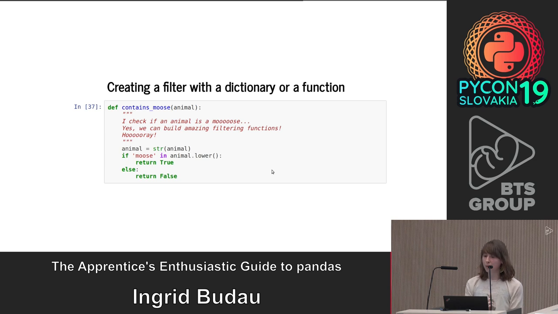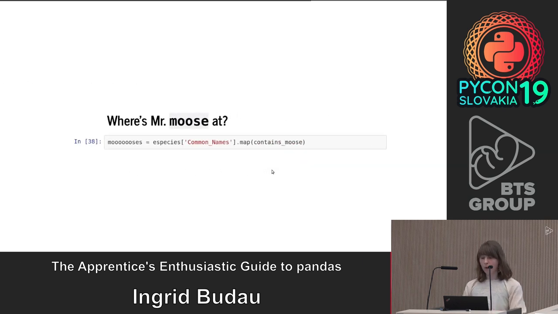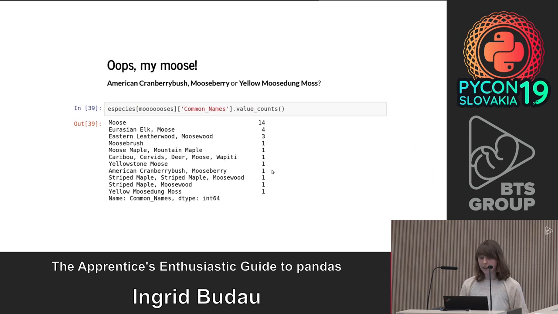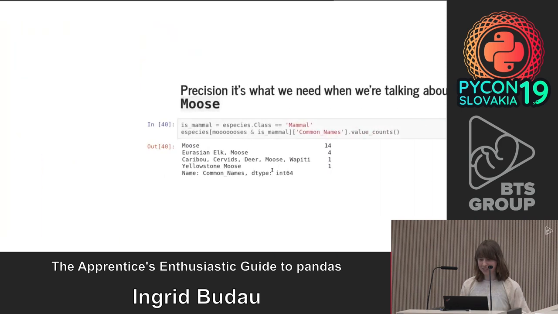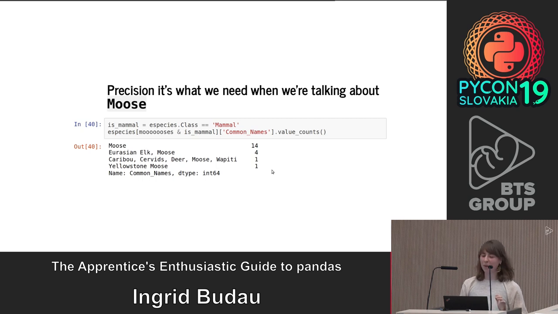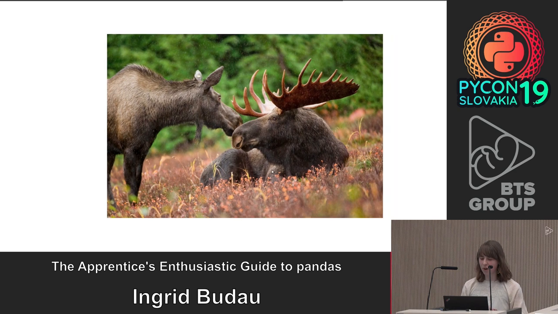But we can also create our own filter with a dictionary or a function. We create the contains_moose function that takes an animal and returns true if moose is in that animal. So all of this we map on the common names column, which means that we apply this function on every row of our data set. And when we count the values, we see that we also got things that are not the moose we expected. They are more moosey. So we try to apply another filter. We say that we only want those entries which are in the class mammal. So if we count the values again, we get the right type of moose.